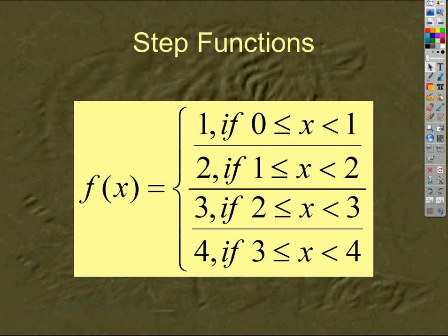Okay, now what about this one? How many pieces are going to be on this piecewise function? 4. So I'm going to expect to have 4 different line segments maybe, right? Okay, now what are they going to be? Once again, we have to break this up into 2 parts. We have to break it up into the shapes of the curves. Those are the lines: y equals 1, y equals 2, y equals 3, or y equals 4.